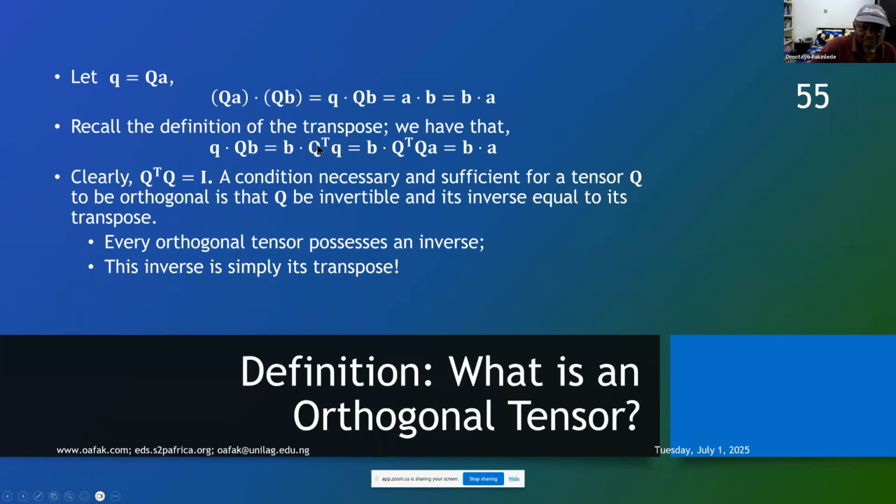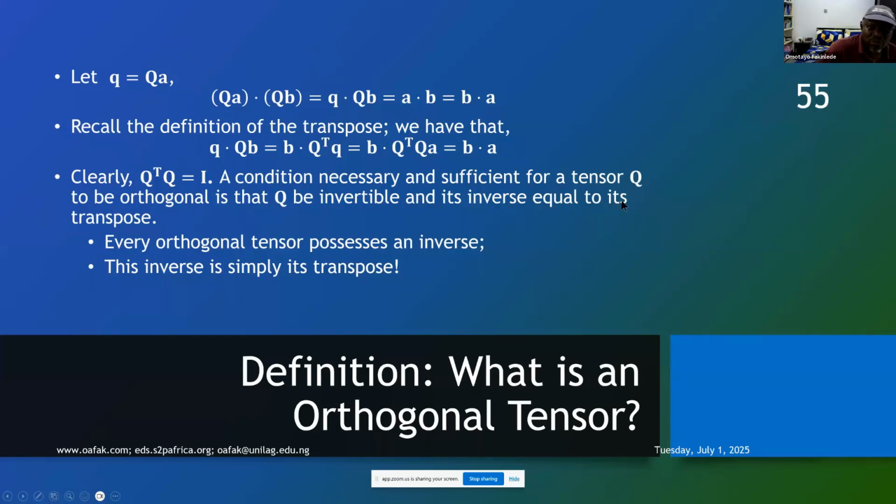Because if QT is the transpose of this, then instead of QT, instead of Q, we can write QA, because we have said QA is equal to Q. So we can write this as QA, which is equal to B.A. So if QA.QB is equal to A.B, then A.B is equal to B.A. So clearly from this, we can see that if this is true, then it means that QTQ is equal to I.